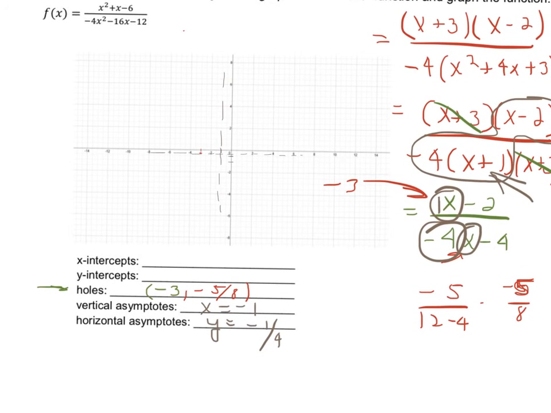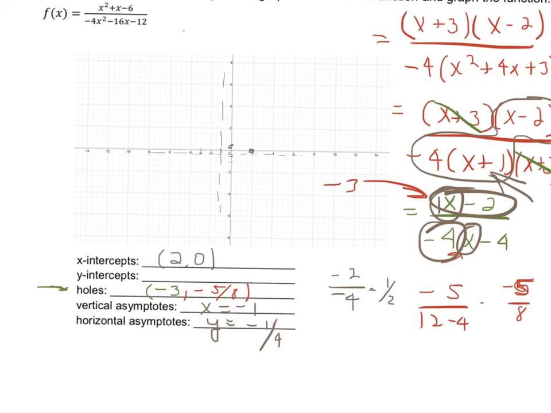X-intercepts and y-intercepts are relatively easy. For x-intercepts, just look at what makes the numerator 0. That's 2. So (2, 0) is an x-intercept right there. And for y-intercepts, just plug in a 0 for x. If you plug in a 0 for x, you get negative 2 over negative 4, or a half. So I have a y-intercept at a half.